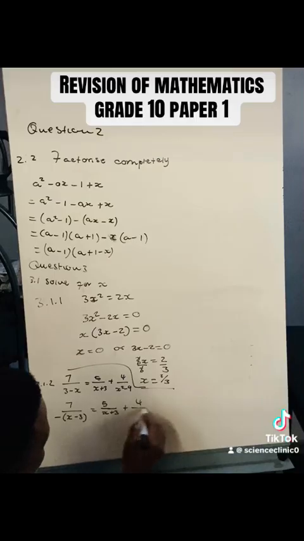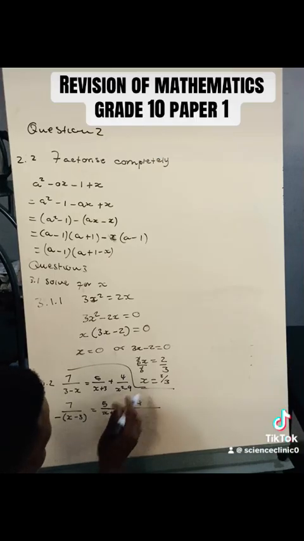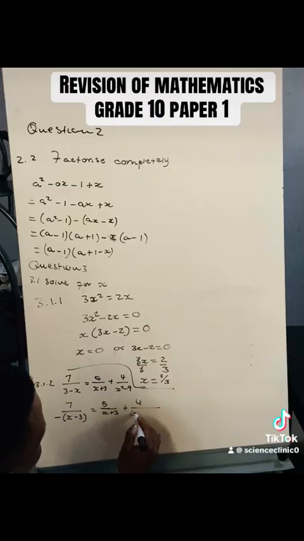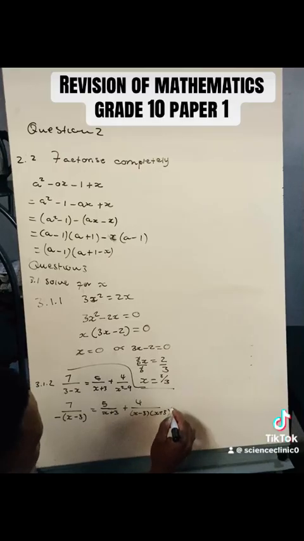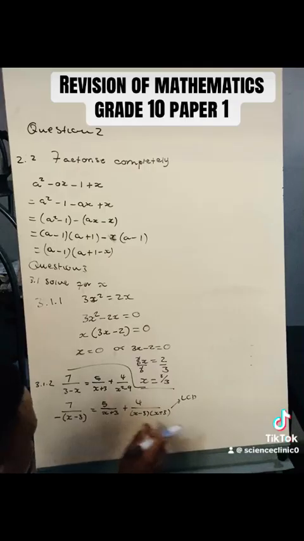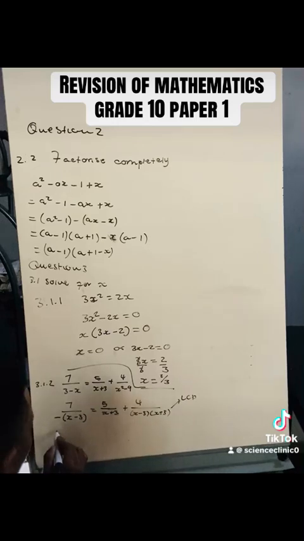Plus 4 divided by, this is the difference of two squares. What is the square root of 9? We know it's 3, so it's going to be x minus 3 and x plus 3. So this is our LCD. Since we got this LCD, we are going to make sure that we multiply by the LCD. As we multiply by the LCD, you are going to have negative 7.